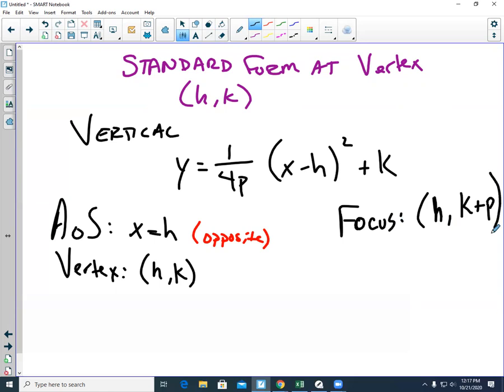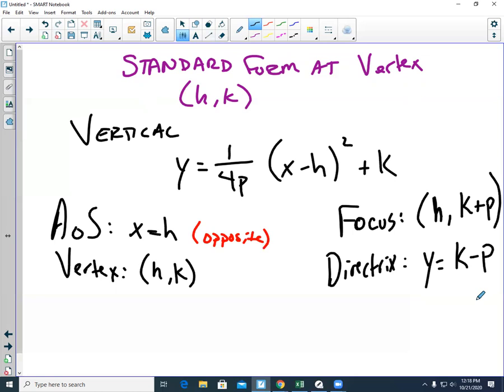So remember how it used to be 0 comma p? Now since we've moved the focus, we're just taking that p value and shifting it however much k is. So whatever that p value was, if I shifted my graph up 2 units, it's going to be 2 plus p. So I've just shifted that p value up the same way that I would shift everything else. Okay? And the directrix is going to be y equals k minus p. So again, remember how it was negative p for the directrix? Now it is going to be whatever the k value is minus p to shift that same directrix the same way.